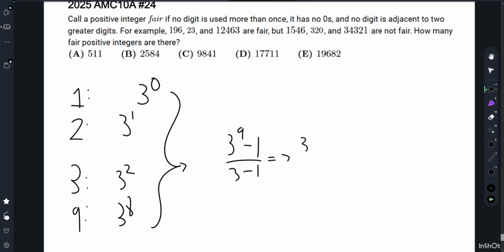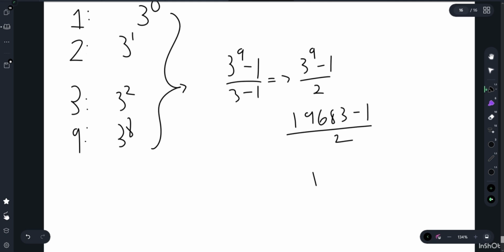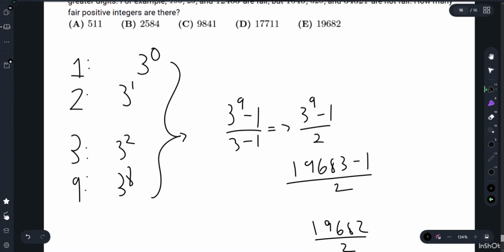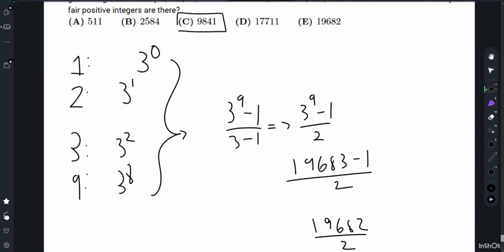This is equal to (3^9 - 1)/2. So now the question is, what is 3^9? And I'm sure in the real contest you could figure this out, but it is 19,683. So we want (19,683 - 1)/2, or 19,682 over 2. And so just by intuition alone, it's C.